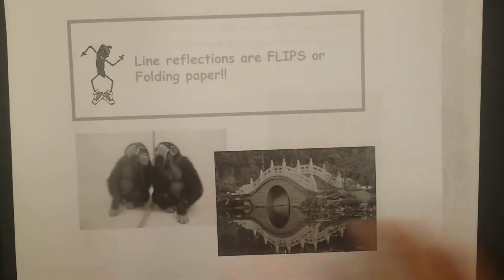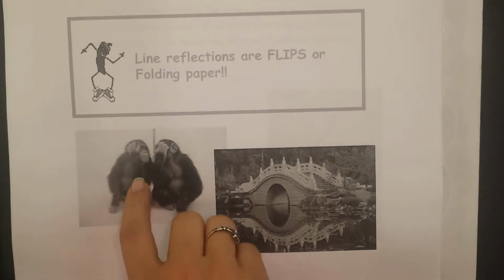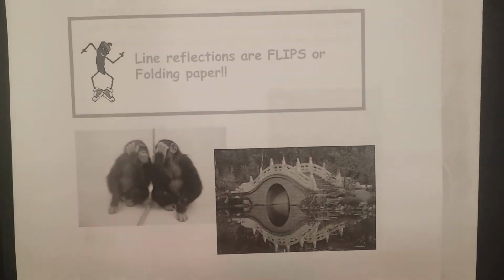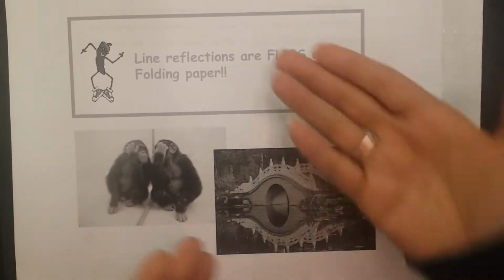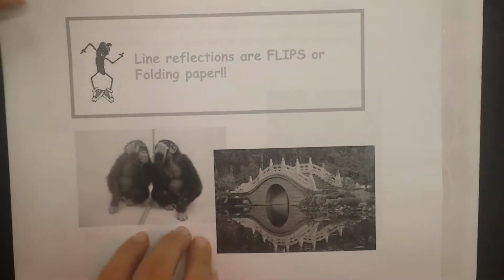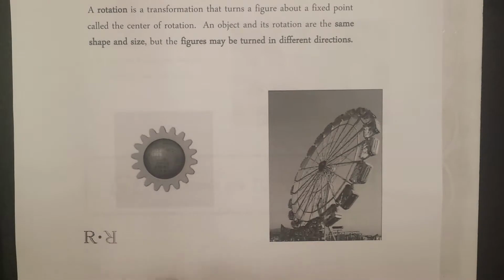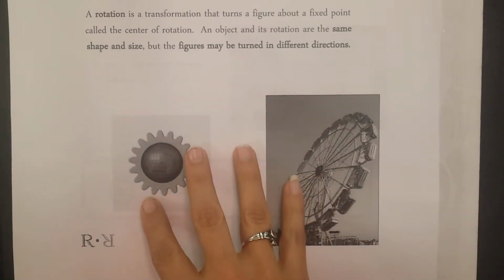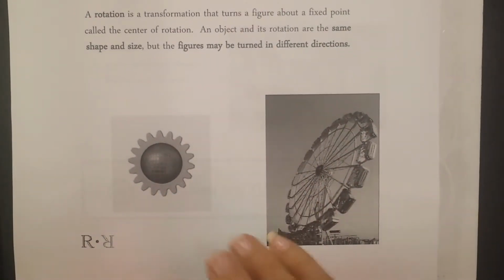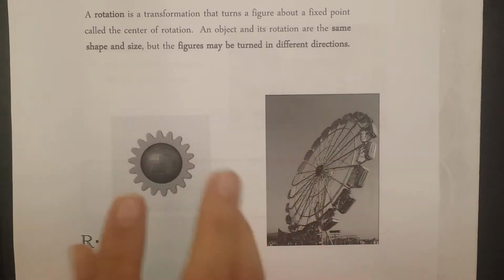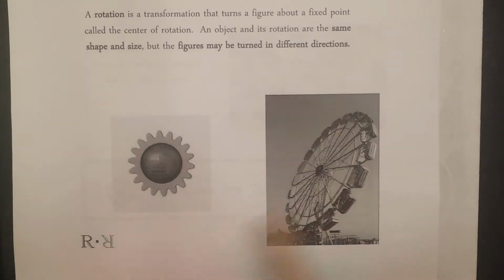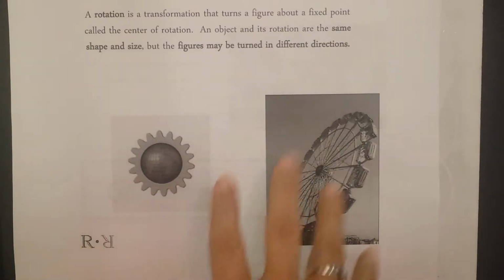Some real world examples, really, they're just flips. If you look in the mirror, do you see how it just flipped over? Here's a bridge on some water. It's just a flip. It just folds into place. The last one we're going to take a look at is a rotation. When you look at the word rotation, I want you to think of a turn. Turning is a rotation. You're turning in different directions.